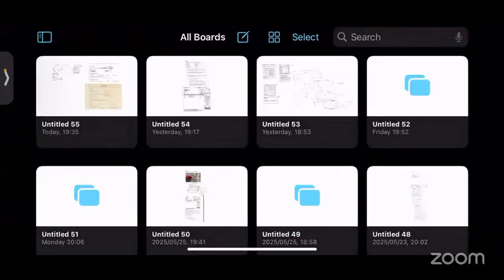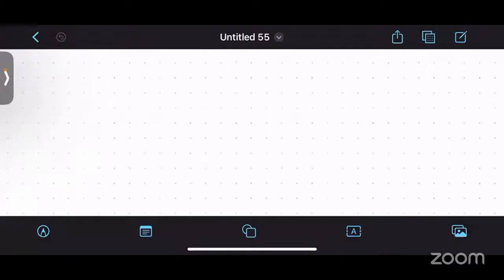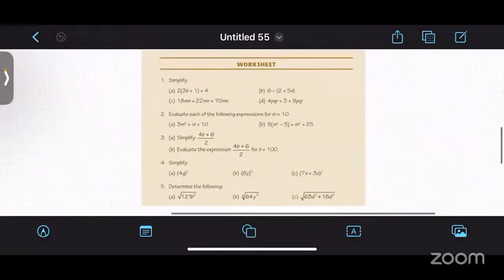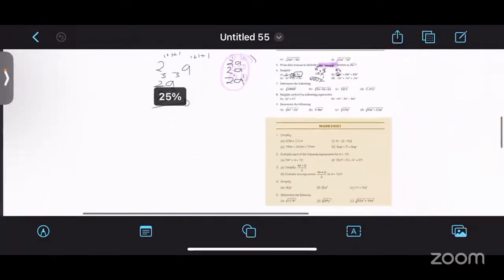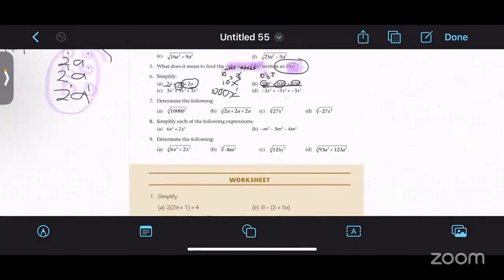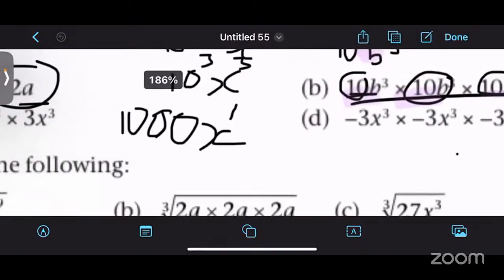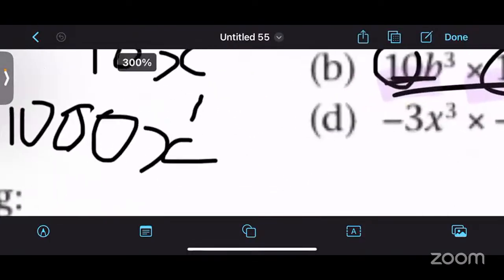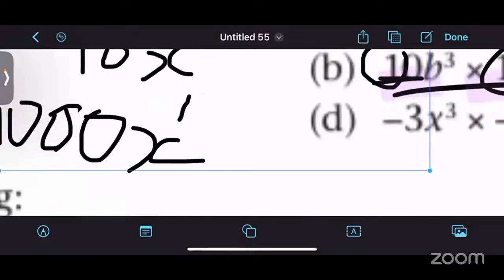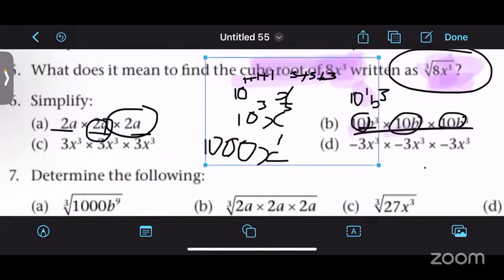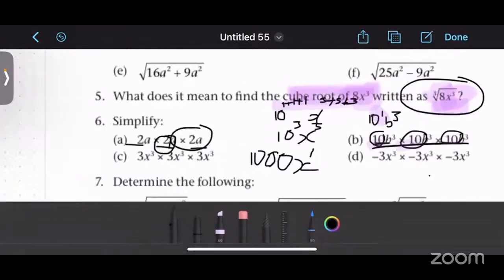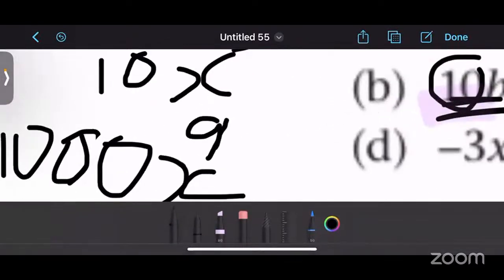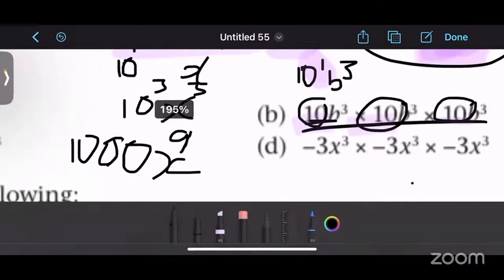Oh, okay. I don't know where that is. Oh, it's here. So it's x to the power of 9, right? Yes, ma'am. So it's going to be to the power of 9. Do you guys understand? Yes, ma'am.